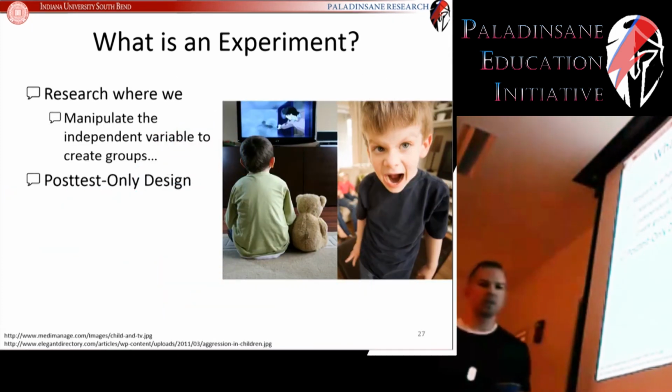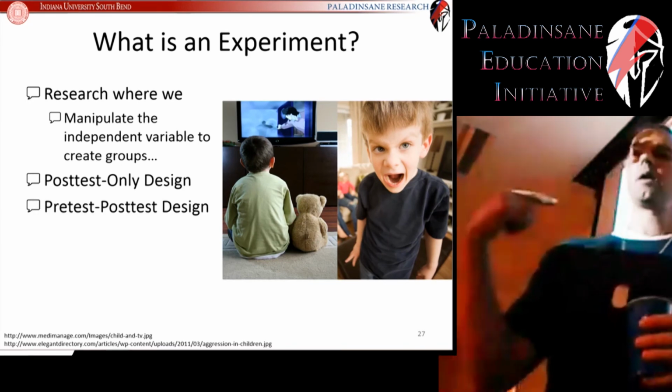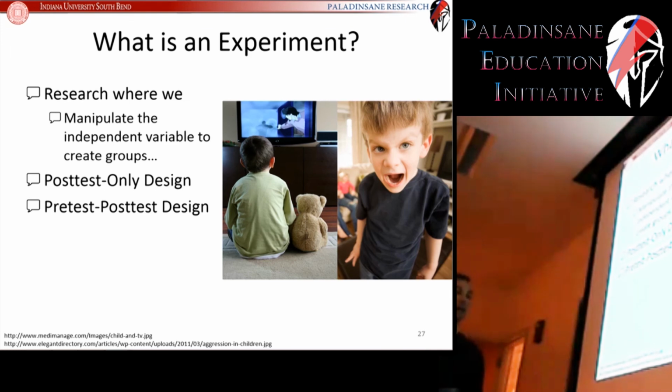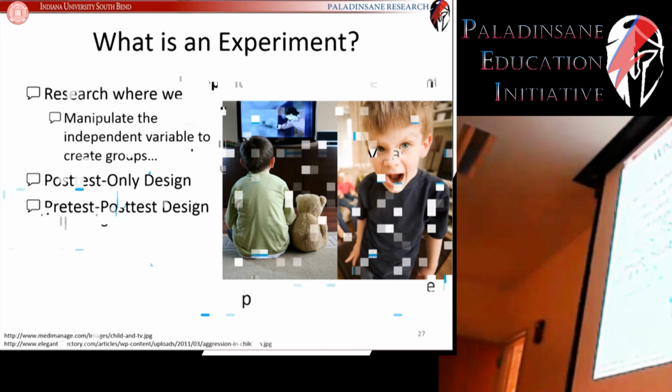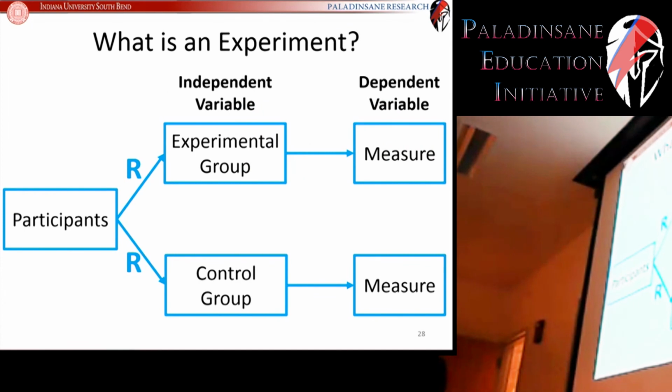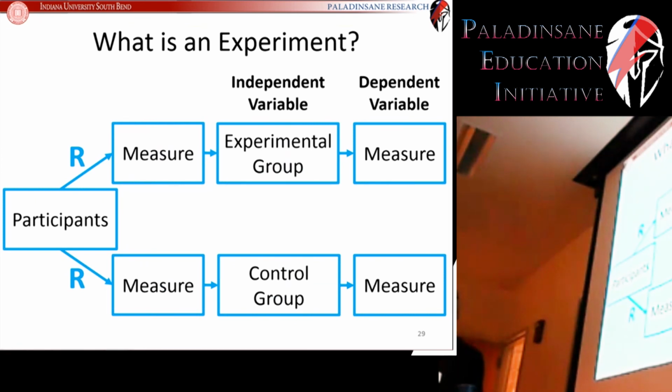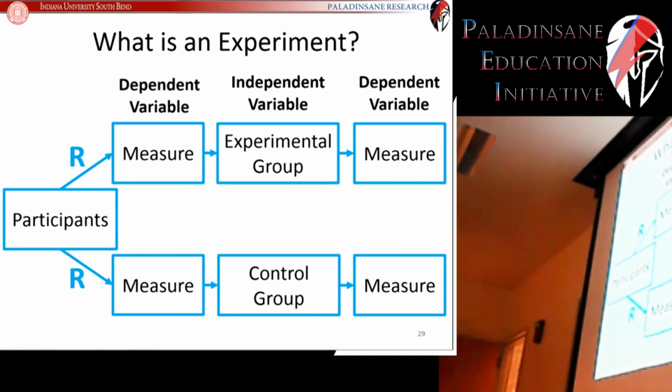All right, so that was the post-test only design. Now we're going to take a look at another kind of simple design, which is the pretest post-test design. So in the pretest post-test design, what you do is you basically take the post-test design and you add yourself a pretest, where you measure the groups on the dependent variable before you manipulate your independent variable, and then you measure the outcome of that independent variable.